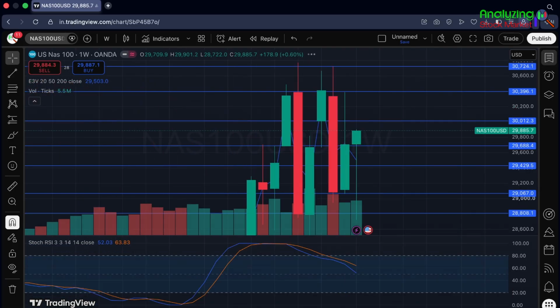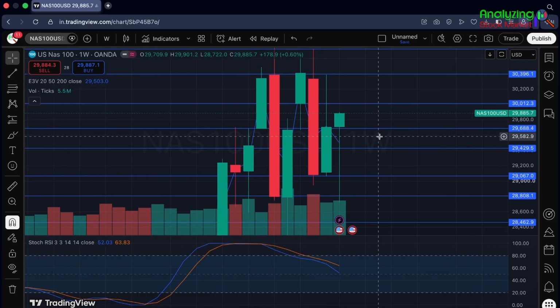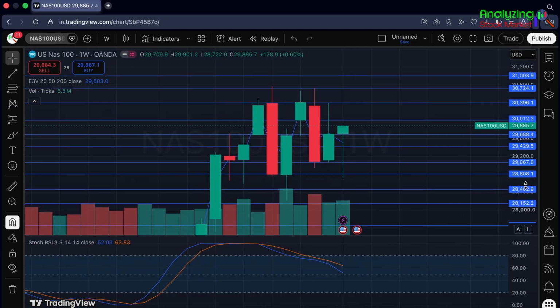So let's open a weekly chart over here. So here this is a weekly chart. In this weekly chart, we saw a good bullish momentum with a small body and a big lower wick and a tiny upper wick. The stochastic RSI is at around 52-63 level, which is indicating a slight negative move.